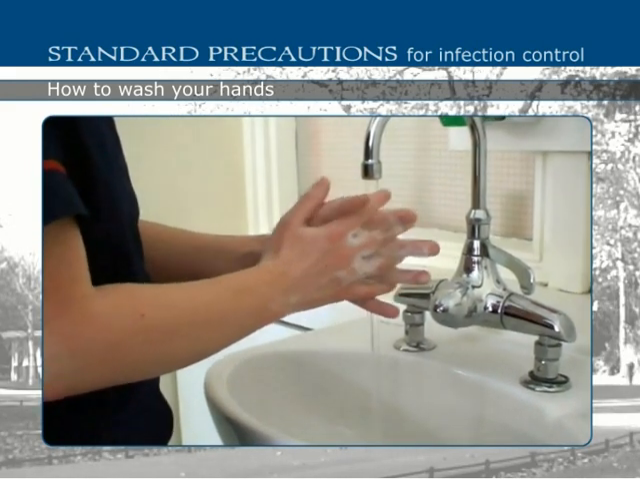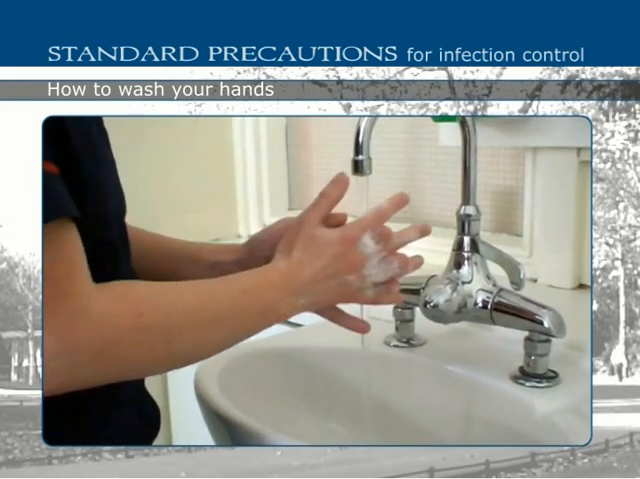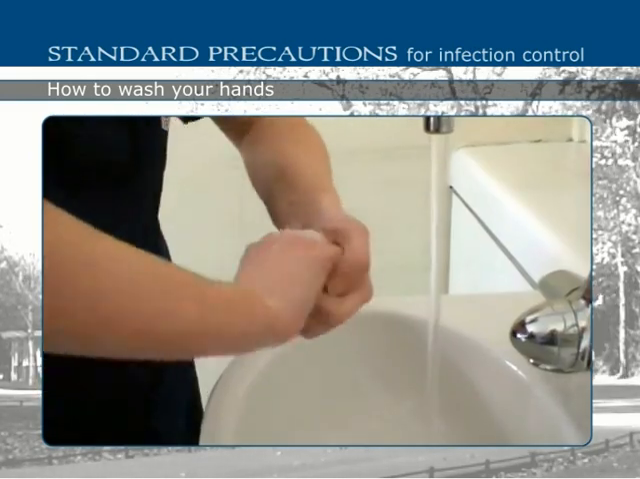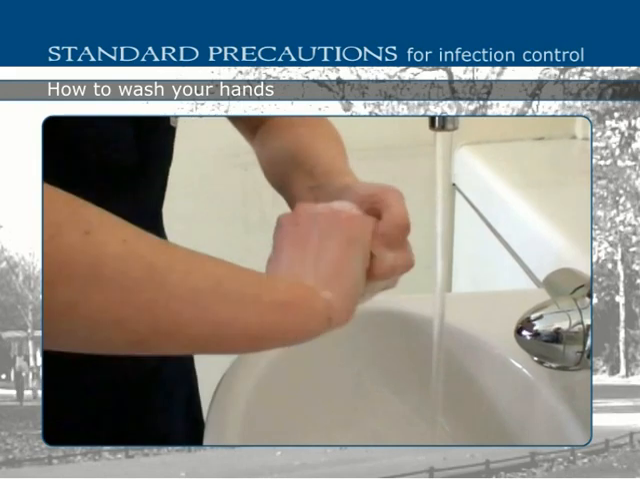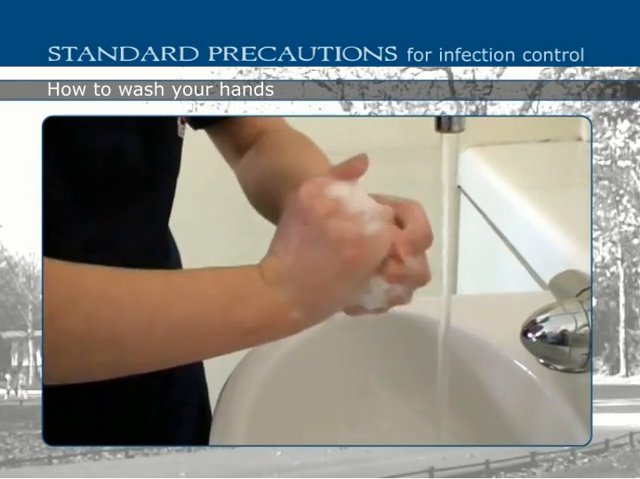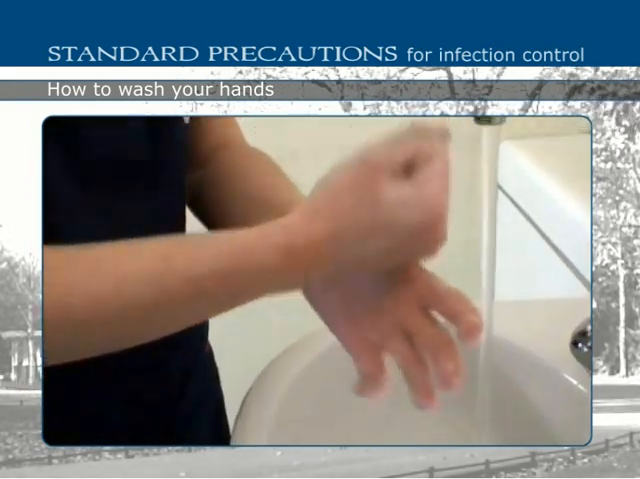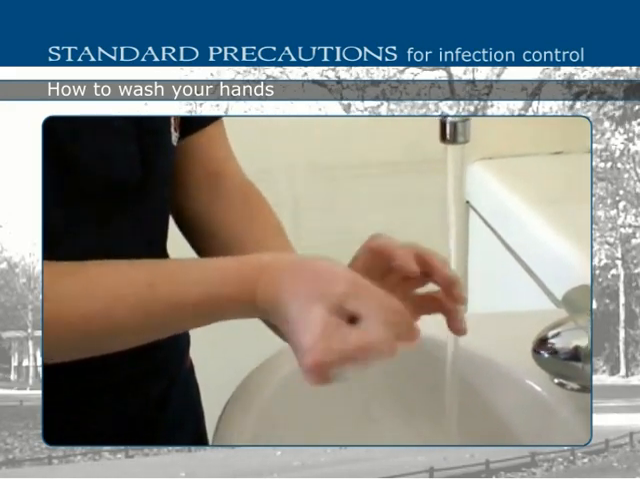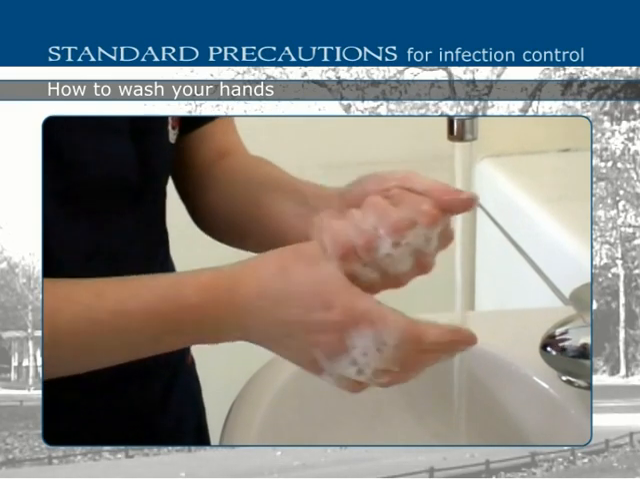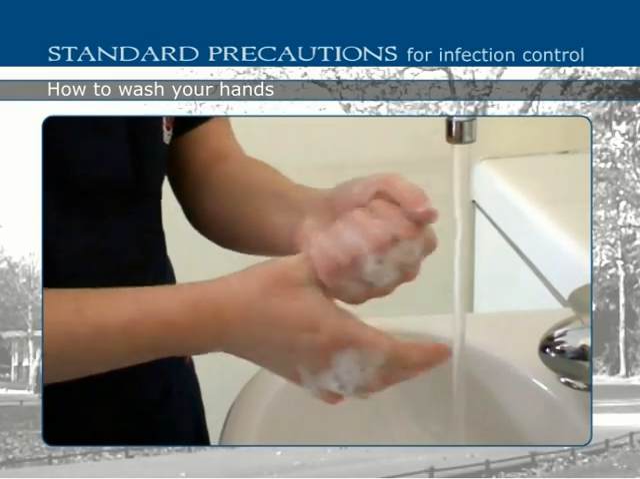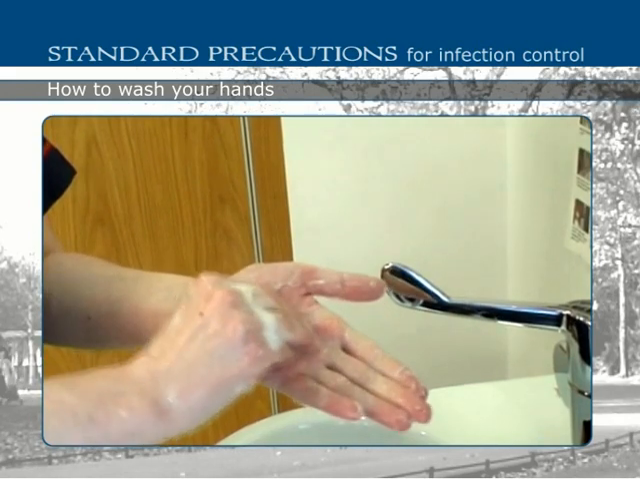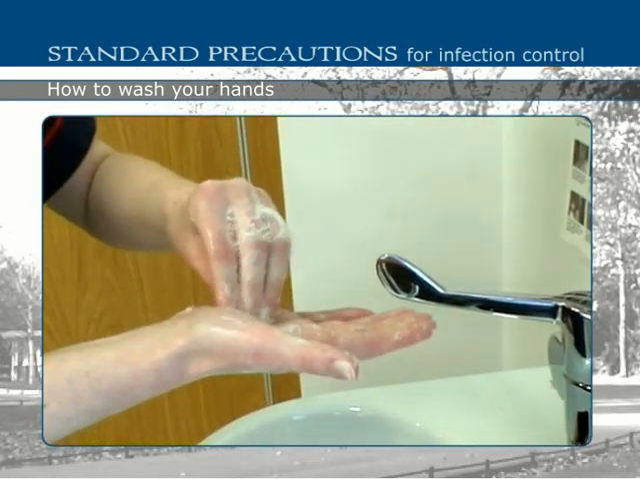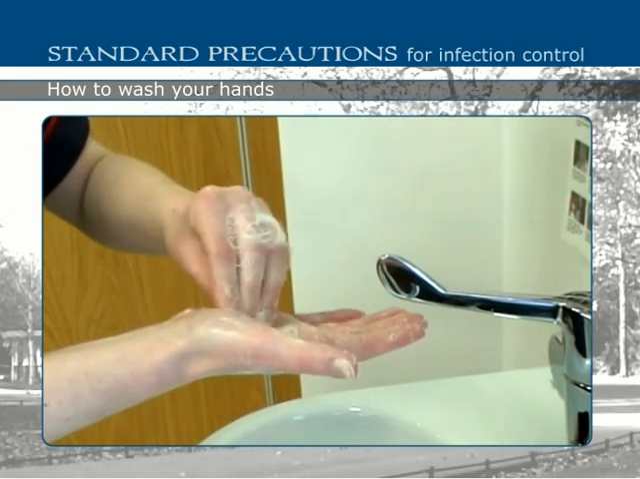Rub palm to palm 5 times, this time with your fingers interlaced. Rub the backs of your fingers to the opposing palms with your fingers interlocked. This ensures thorough cleaning of the fingertips. Ensure that soap covers all parts of the thumb using a rotating motion. Rub the tips of your fingers against the opposite palm using a circular motion. Then change hands and repeat the process.